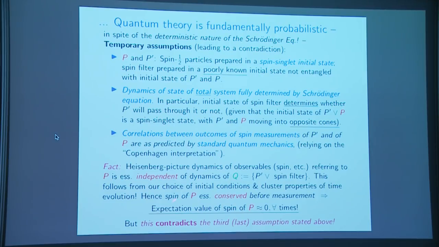However, this contradicts the third assumption, because if P prime, for example, is seen to have spin up, then P should have spin down in order to satisfy the usual correlations. But apparently the Schrödinger equation doesn't predict that. So it follows that the Schrödinger equation can never predict the outcome of experiments in quantum mechanics. This, of course, may sound trivial, but people seem to tend to forget it. So it also suggests that the predictions of quantum mechanics are all probabilistic.